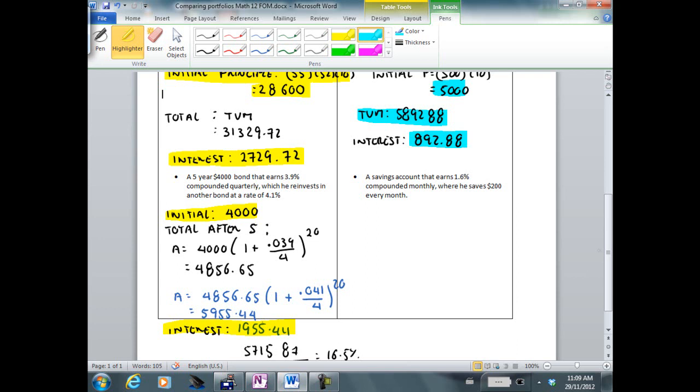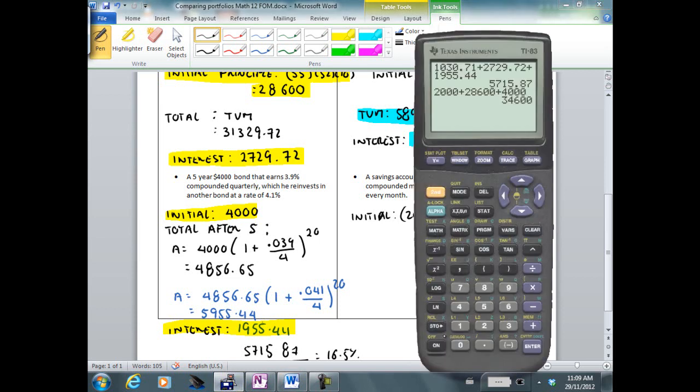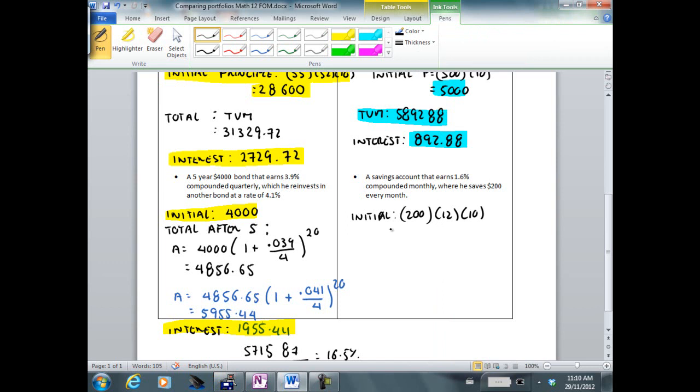A savings account that earns 1.6% compounded monthly, where he saves $200 every month. TVM again. Again, I always use initial. I have $200 every month for 10 years. So 200 times 12 times 10. Again, just punch it in your calculator. Most of this is really just pure easy calculator work. 200 times 10 times 12, and you have 2,400. Oh, is it? Oh, 24,000.